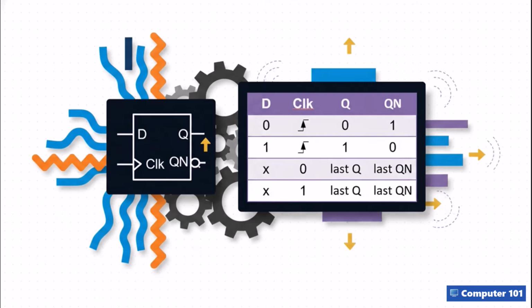You'll notice a little upward arrow under the clock column. That arrow tells us everything. It means the output Q will only update to match the input D at the exact millisecond the clock transitions from low to high. At literally any other time, whether the clock is just sitting at 0 or sitting at 1, the output totally ignores the input and just stubbornly remembers its last state.